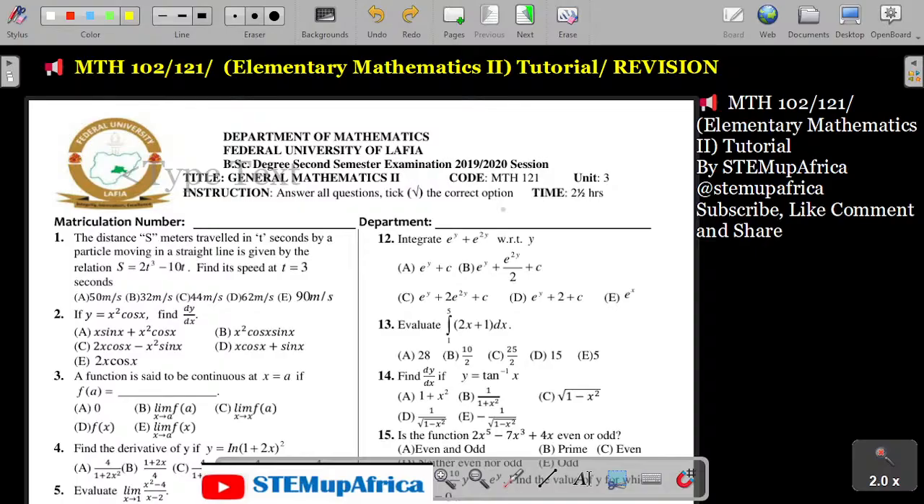So let's look at question 1. The distance x meters traveled in t seconds by a particle in a straight line is given by the relation x equals 2t cubed minus 10t. Find its speed at t equals 3 seconds. So we're looking for the speed. They gave us the distance as a function of time.